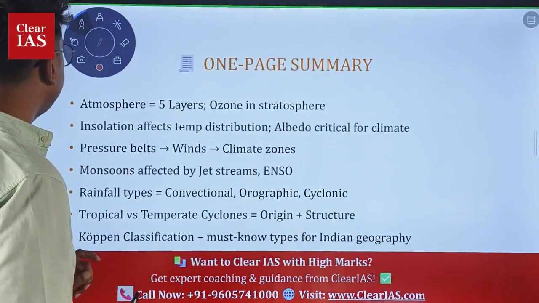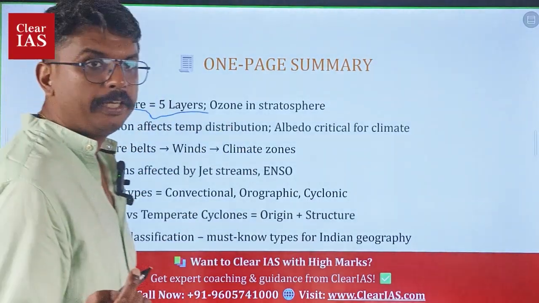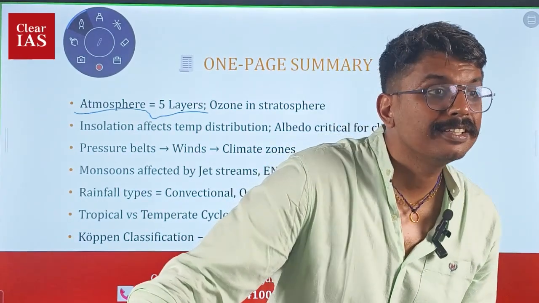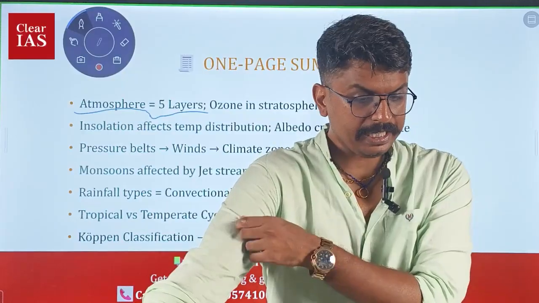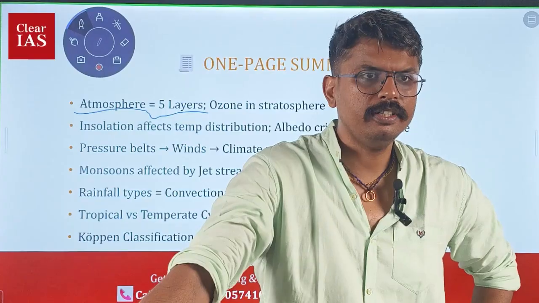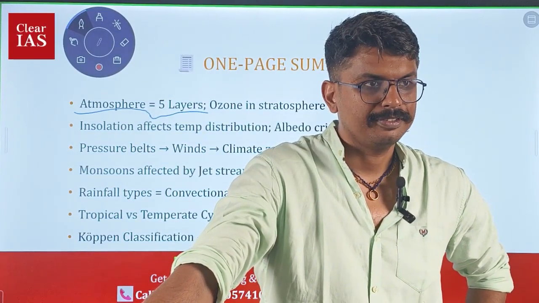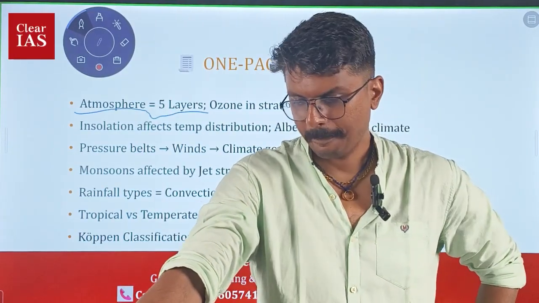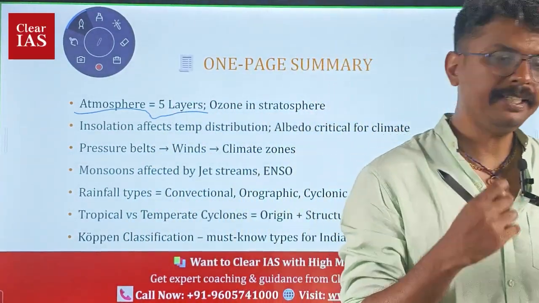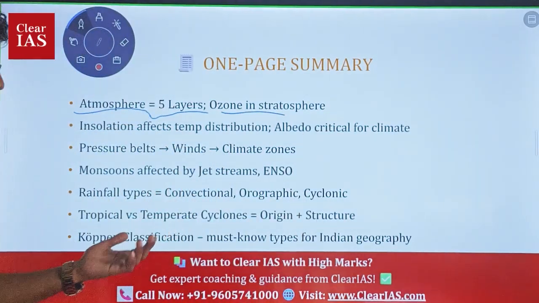Okay, so what we did in climatology, a one-page summary: we studied the atmosphere. We studied 5 layers of the atmosphere. Can you guys name the 5 layers? Suresh, nice. Online friends and offline friends, 5 layers, name fast. Troposphere, stratosphere, mesosphere, thermosphere, and exosphere. Very good. Then we studied the ozone layer, which lies in the stratosphere.